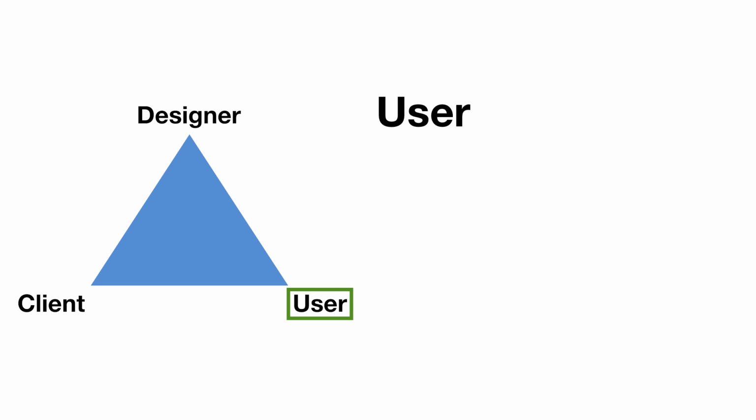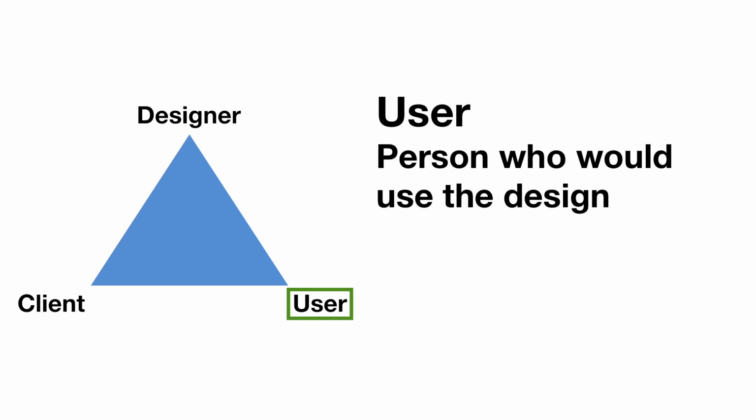The first point of the triangle is the user. The user is any person who might use the device or the design. And example users for a water bottle might be a cyclist, a student, or someone who's bedridden.